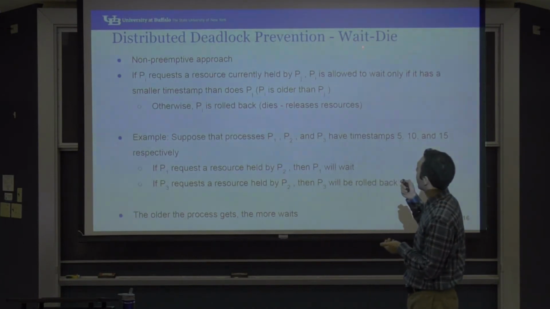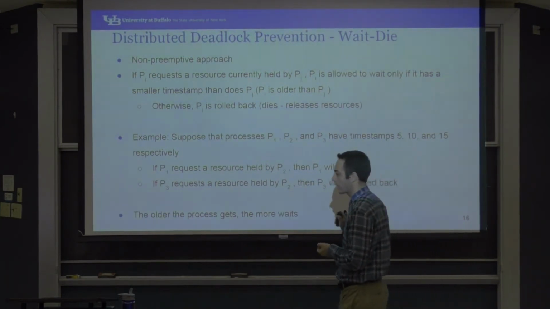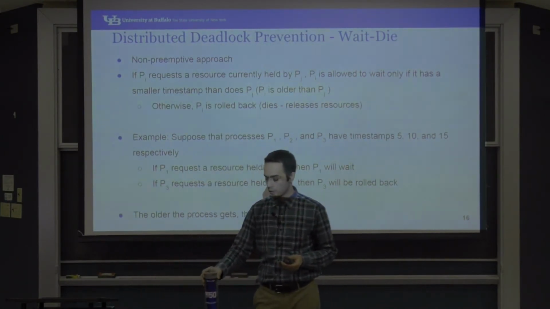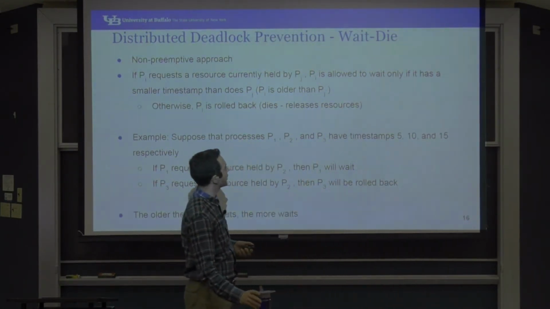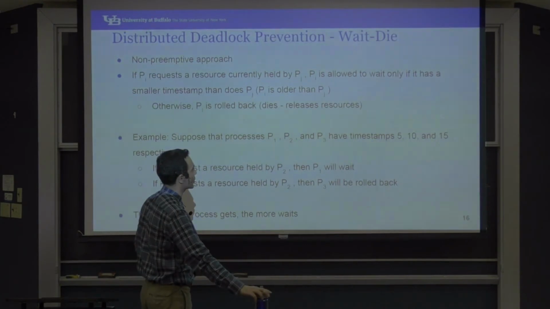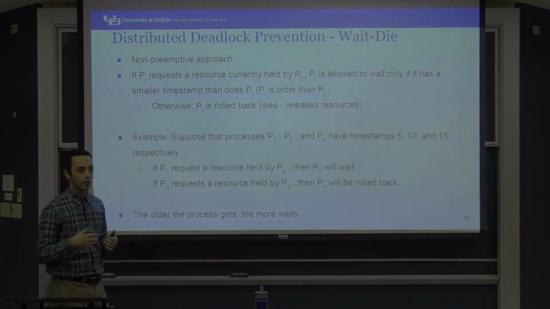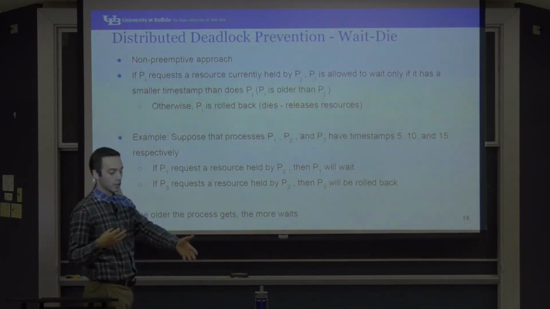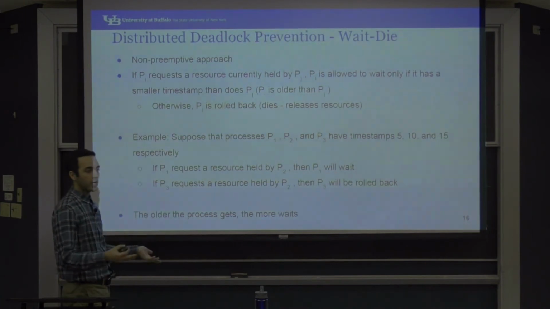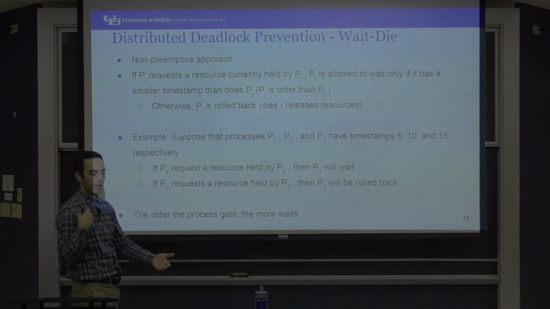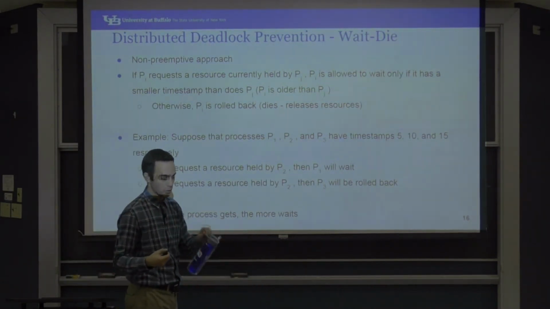So with wait-die, the older process will wait, and the younger process will die. In this case, the example is that one process PJ is holding this resource. If a process PI is older, meaning its timestamp is smaller, and it wants to request this resource, because it is older than PJ, it is going to wait for them. Once PJ is done, then PI can obtain the resource.